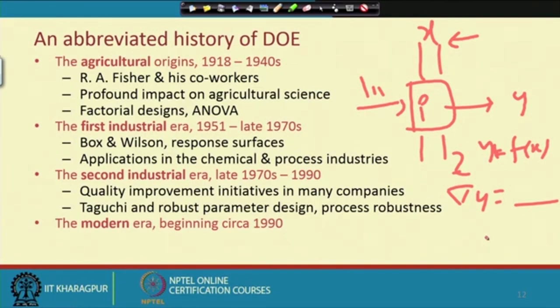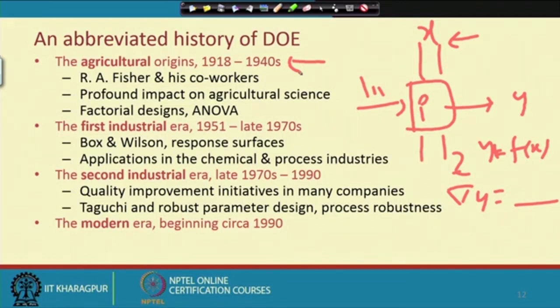But if you see the history of designed experiments, it is not a one-day development, it is a great history. It started with agricultural origins in 1918 by R. A. Fisher and his co-workers, primarily on how to improve the yield from agricultural land. That era is 1918 to 1940, and there was a significant impact of designed experiments on performance, particularly the yield of agricultural fields. At that time factorial design and analysis of variance were extensively used, and many of these concepts were developed.